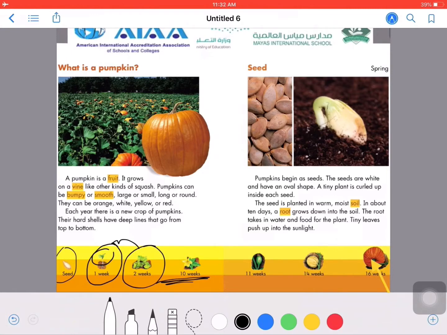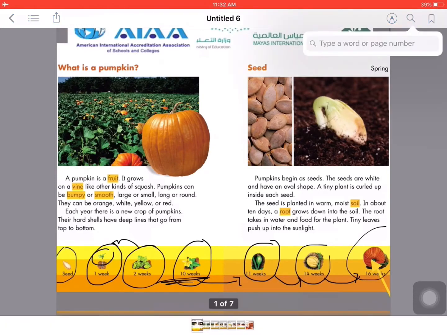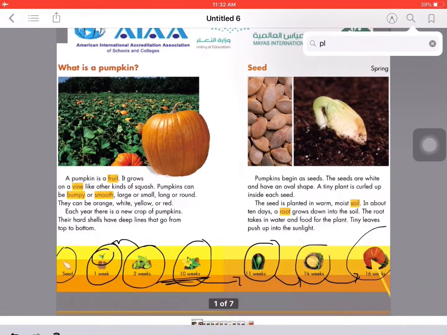The 10th week. What happens in the 10th week? As you can see here, we have a flower. Then a yellow flower. Then after the flower, do you remember when we said a small green pumpkin? Then it tries to become a little bit orange. Then orange and so big. Okay. So let's continue the reading.